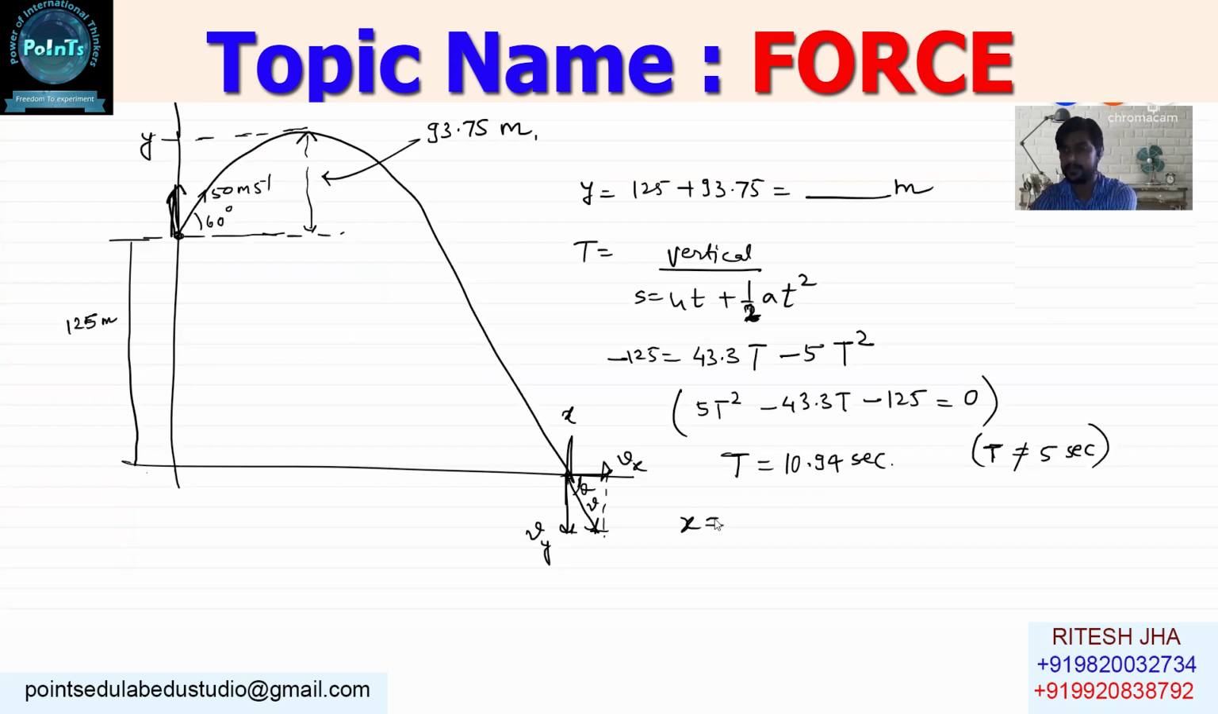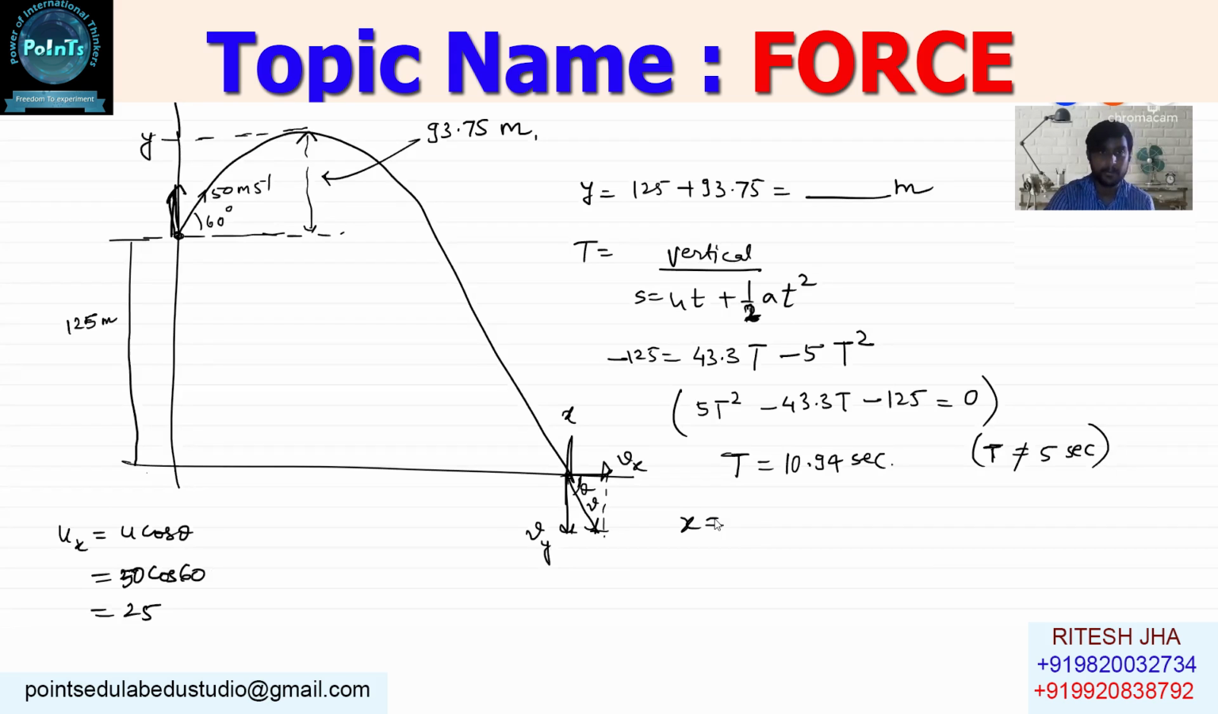x is equal to Vx, that is the horizontal range. Horizontal range is the horizontal speed times the time. The horizontal speed, ux, will be equal to u cos theta, but u is 50. So this is 50 cos 60, and that is coming out to be 25.